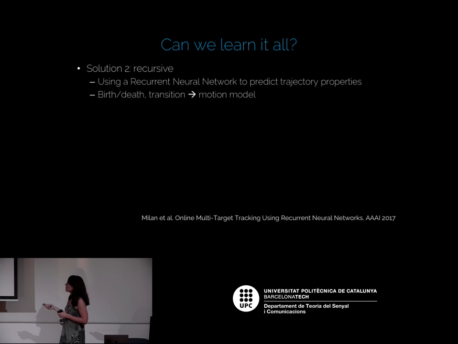So there's a certain set of trajectory properties, such as, for example, when does the trajectory start? So the birth of the trajectory, the death of the trajectory, the transitions, which can be somehow associated with the motion model. And what you can do is take a huge RNN and start predicting all of these properties with this RNN and just train the network to predict when to start a trajectory, when to finish it, and where to go in the next frame.